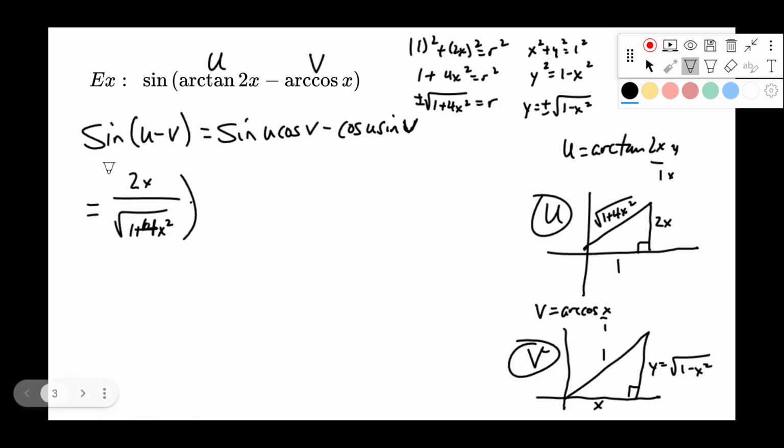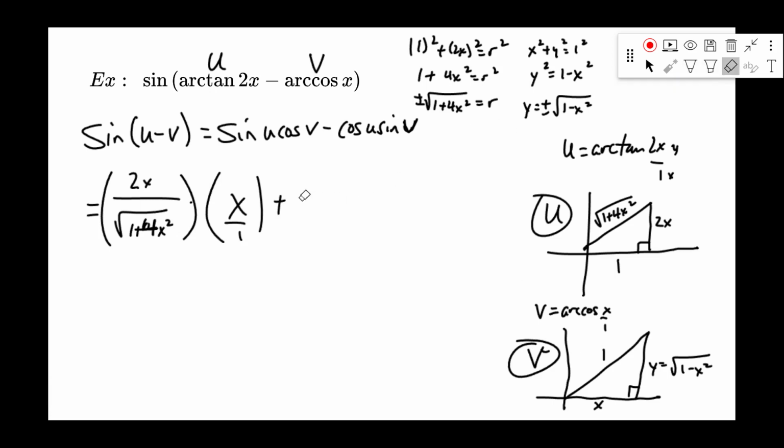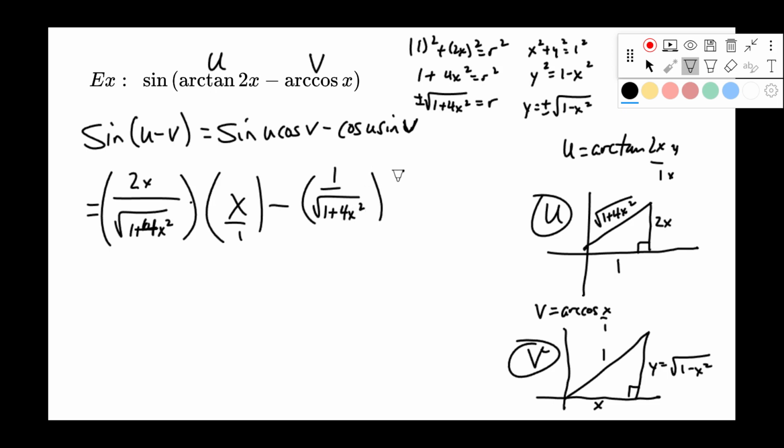Times cosine v. Cosine is x over r, so that's x over 1, you could say, if you want. Oops, there should be a minus in the middle, and we have minus cosine u. Cosine is x over r, so that's 1 over the square root of 1 plus 4x squared. Sine v is y over r, that's the square root of 1 minus x squared over 1.